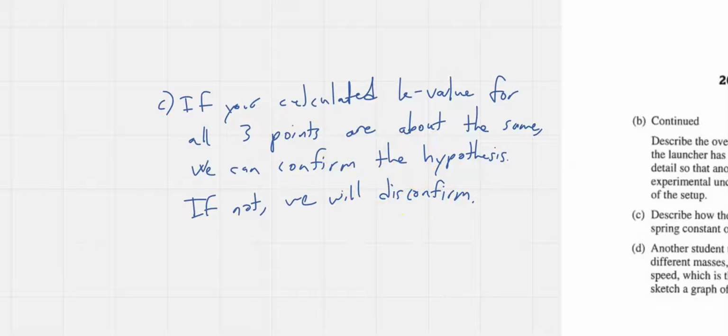And so you'll get 1 point for mentioning the 3 different points, A, B, and C. And then you will get another point for addressing the experimental uncertainty. So if you said your K value is the same or exactly the same, you will not get this point.